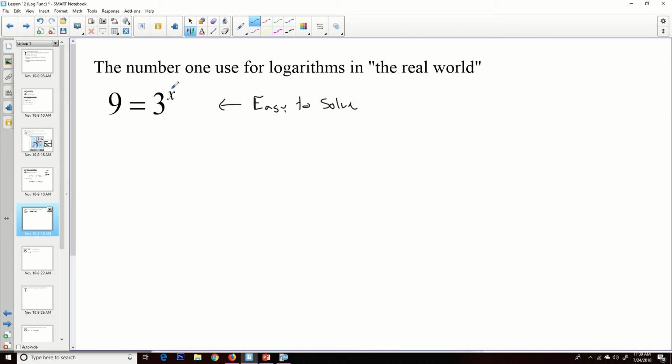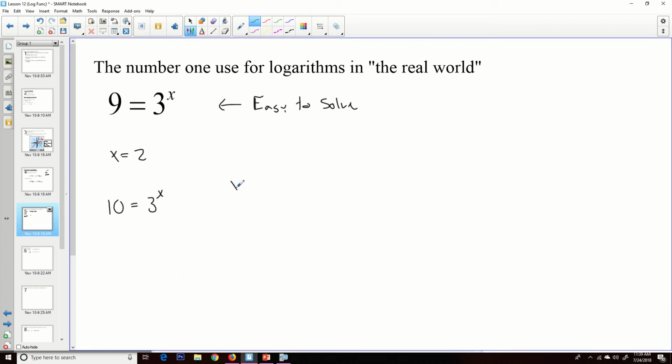3 to what power is 9? Well, obviously x has to equal 2. And as long as this value here is a perfect power of the base, and we're just using counting numbers for the variable, those are real easy to solve. The problem arises when I ask, what if 10 equals 3 to the x?